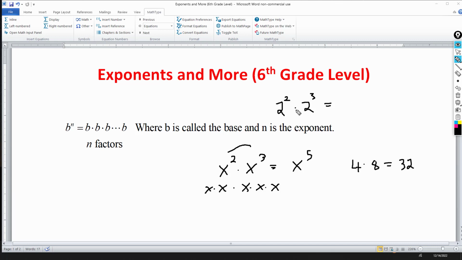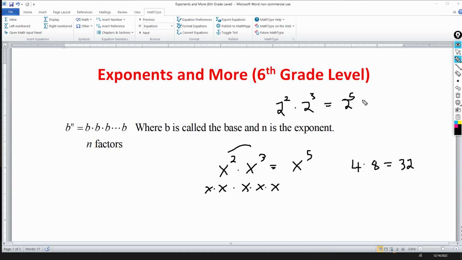Now another way I could write this is if I have two factors, just like I did here with the x, but here I have a number. I have two factors of 2 and three factors of 2. So altogether, how many factors of 2 do I have? Well, 2 and 3 is 5. So another way to write this is 2 to the 5th.